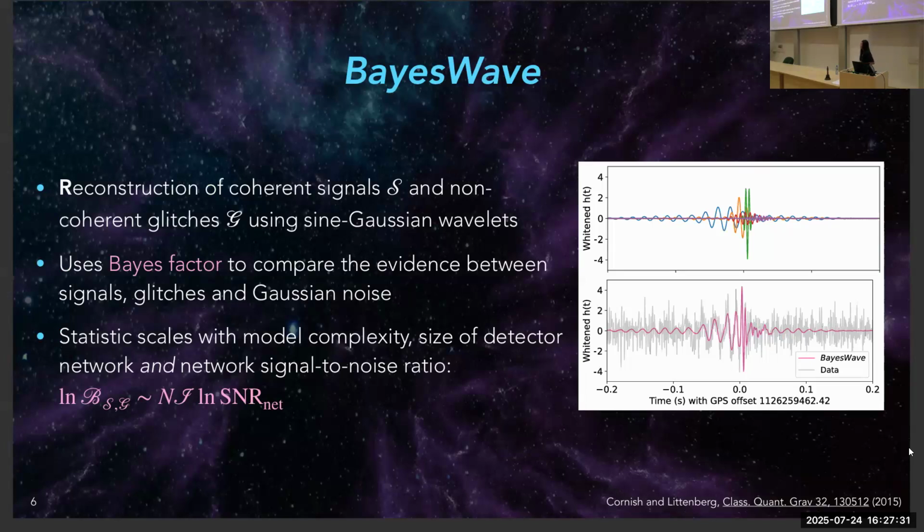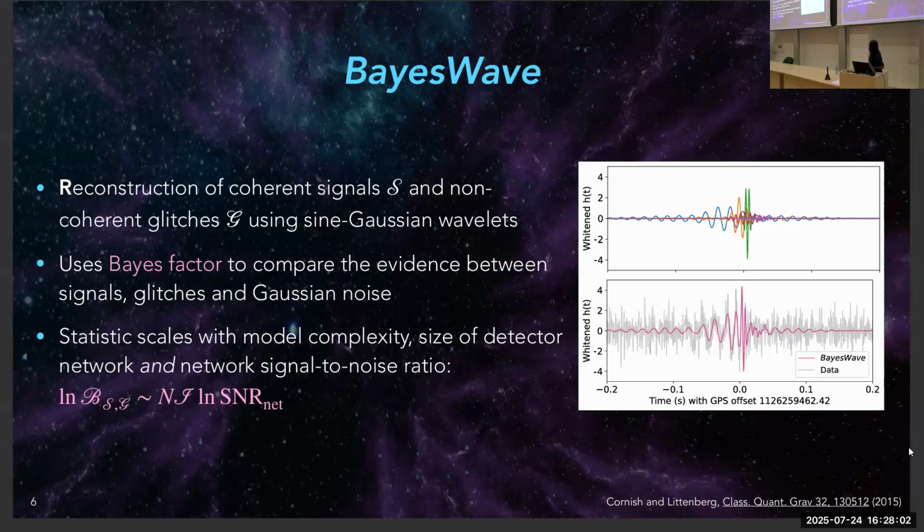So essentially how BaseWave works is we try to reconstruct the signal from the ground up as well, much like CWB, but instead of using just a multi-resolution wavelet transform, we're trying to fit sine Gaussian wavelets into the data. And the parameters of these sine Gaussian wavelets are fully sampled using a transdimensional, so a multi-dimensional, Markov chain Monte Carlo sampling. Which means all the intrinsic parameters of time, frequency, amplitude, and so on are directly sampled from this MCMC. So that's why BaseWave is actually quite computationally expensive.